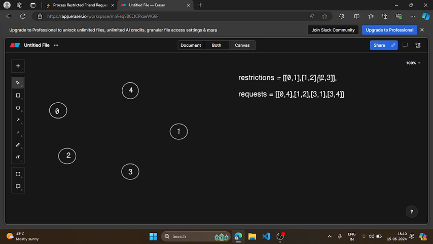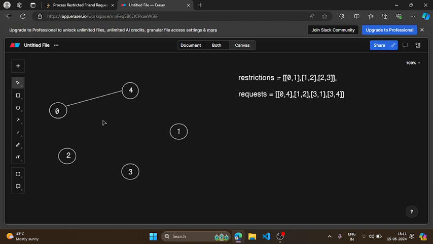This is the very first request we have. These are the people from the question, and we are considering them as nodes of a graph. Initially no one is a friend of anyone, so there is no connection between any of the people. Now let's consider this request, which says 0 wants to become a friend of 4. Let's suppose I process this request and make a connection between 0 and 4. Now I have to check whether this connection violates any restriction or not, because we have to make sure restrictions are not violated.